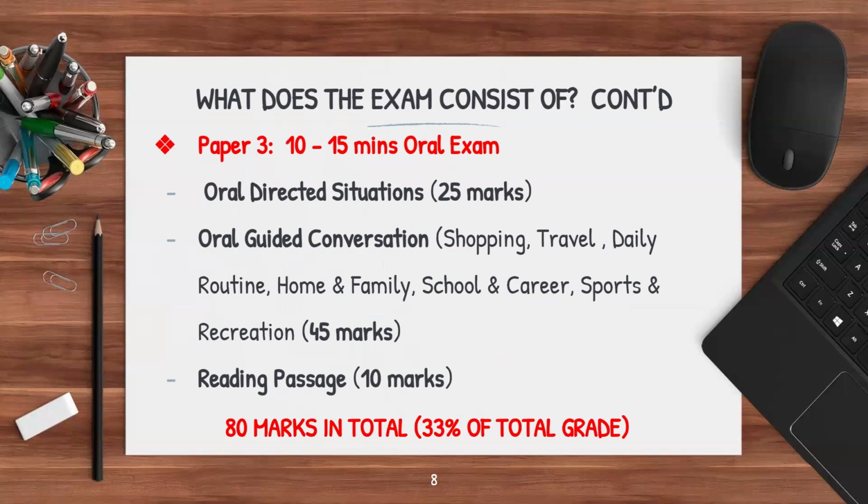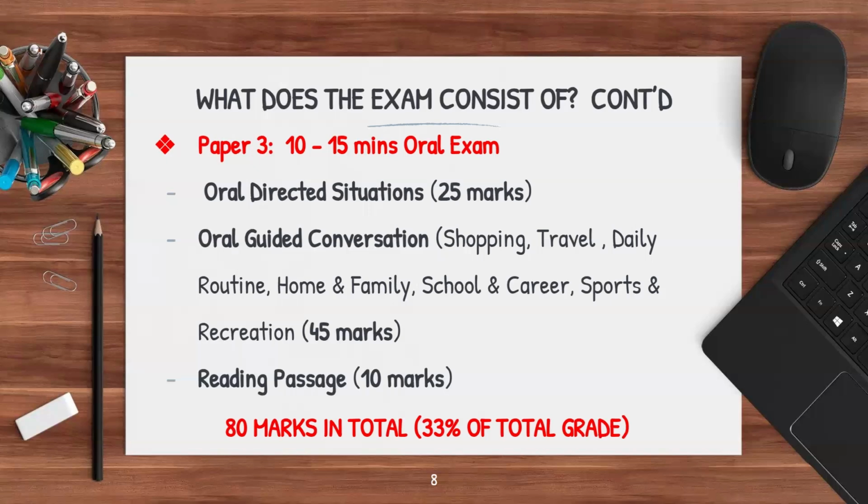There are going to be 3 components of the oral exam. One is oral directed situations. This is similar to the written situations, but it's going to be oral instead of written, and this is worth 25 marks. Another component of the oral exam is an oral guided conversation, and the questions can come on any of these 6 topics.